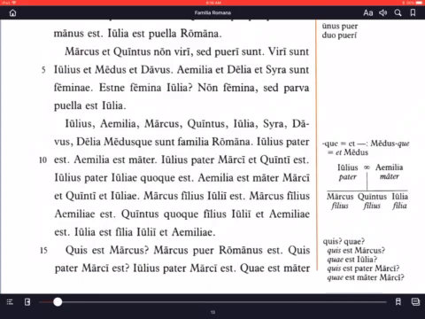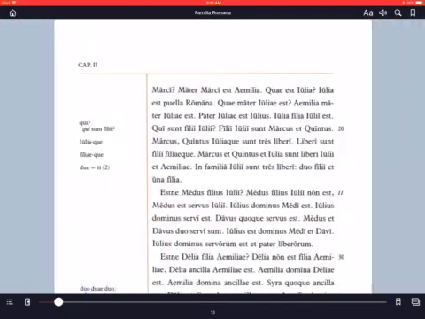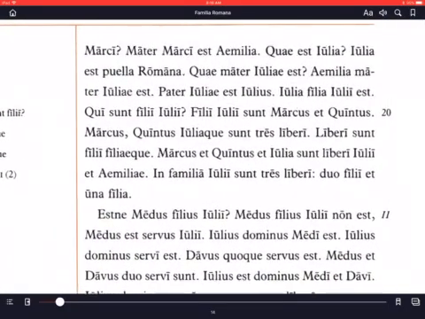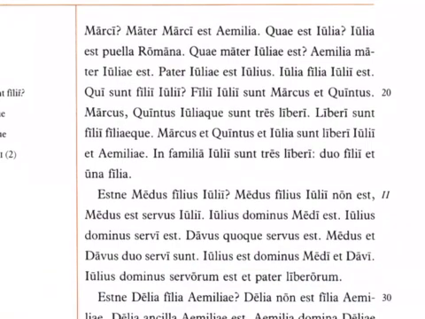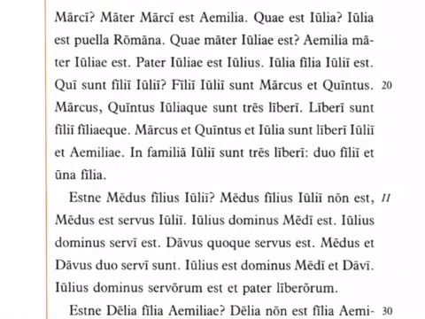Quis est Marcus? Who is Marcus? Marcus puer Romanus est. Marcus is a Roman boy. Quis pater Marci est? Who is the father of Marcus? Julius pater Marci est. Julius is the father of Marcus. Quae est mater Marci, of Marcus? Mater Marci est Aemilia. The mother of Marcus is Aemilia. Quae est Julia? Who is Julia? Julia est puella Romana. Quae mater Juliae est? Who is the mother of Julia?